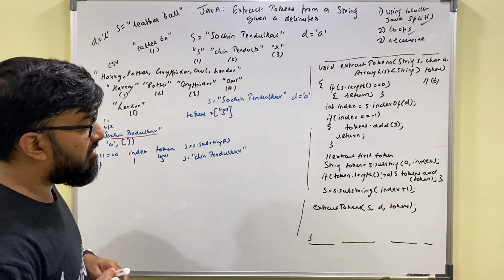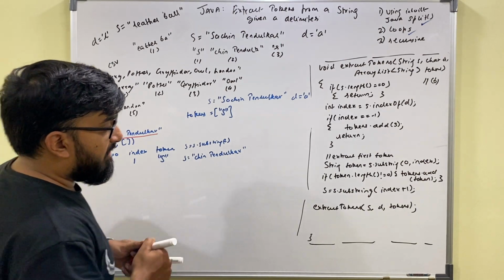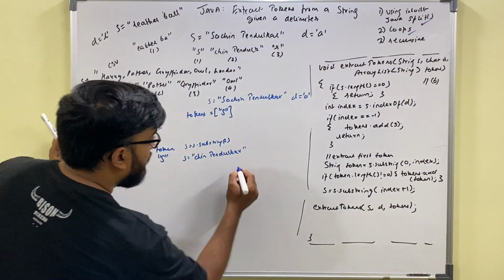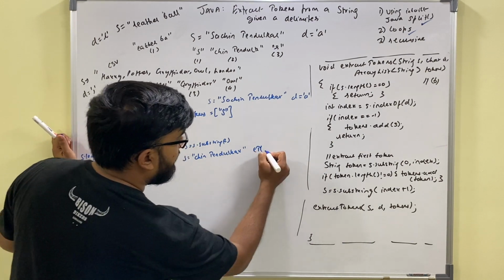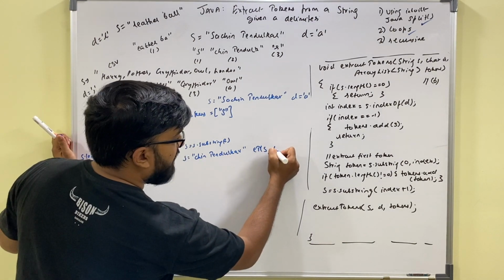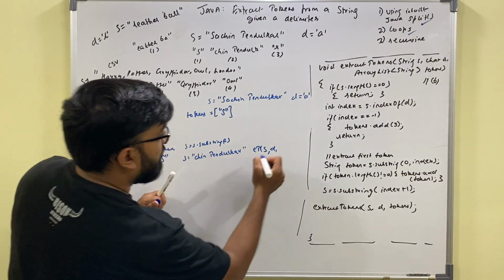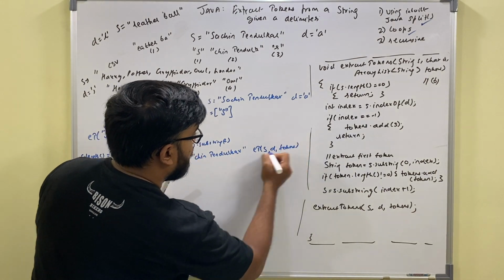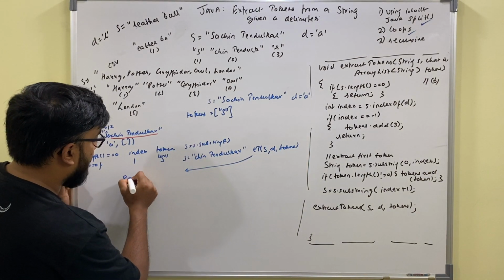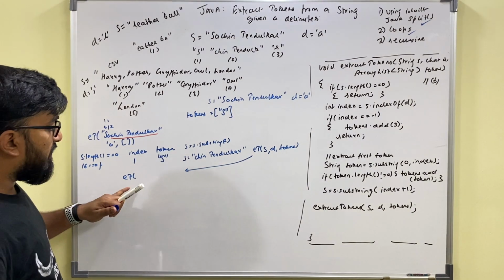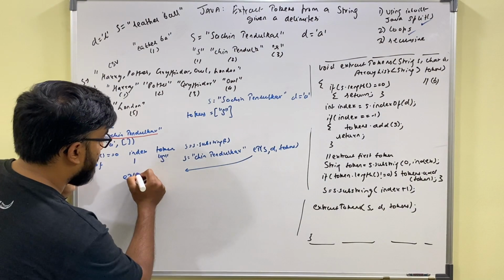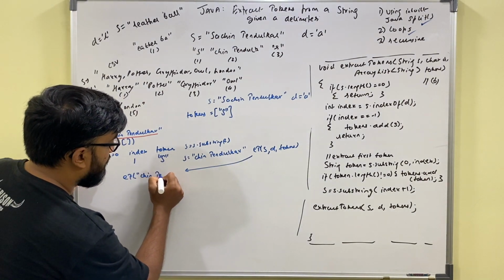And then you call ET again. You call ET with S, which is this, with D, and with this tokens. So this is the next call to ET. This is the first recursive call. ET is called with S, which is CHIN.